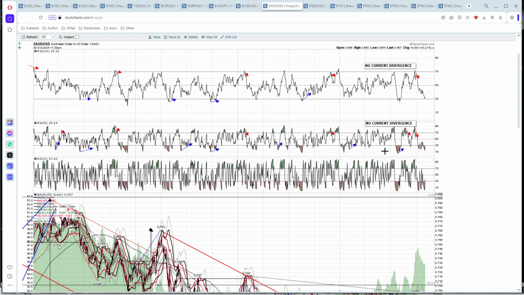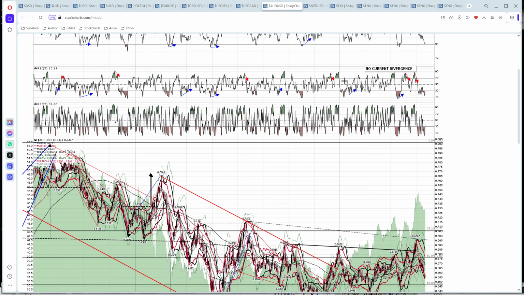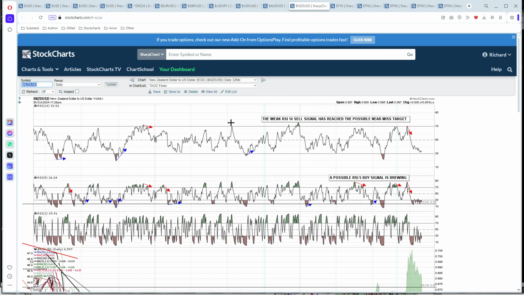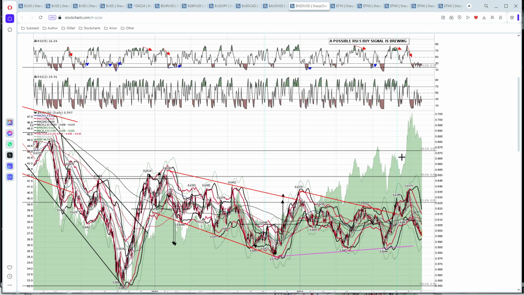All of these, I don't have any divergence currently on the Australian dollar, but all of these really are supporting a potential turn in the dollar here. We got a possible RSI 5 buy signal brewing on NZ as well. So I'm very aware that we may be about to see a turn on the dollar.